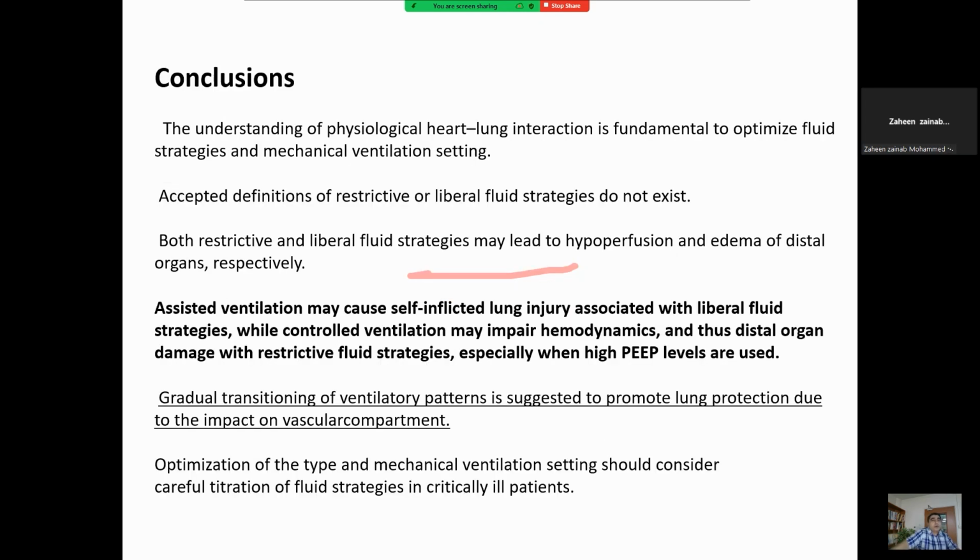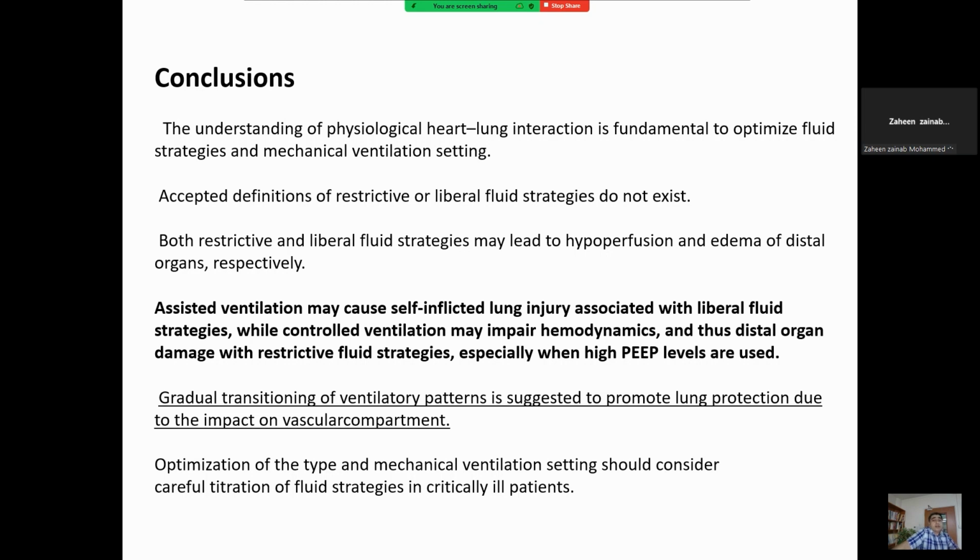So, our conclusion: the understanding of physiological heart-lung interaction is fundamental to optimize the fluid strategies and mechanical ventilation settings. Accepted definitions of restrictive and liberal fluid strategy do not exist. Both restrictive and liberal fluid strategies may lead to hypoperfusion and edema of distal organs, respectively. Assisted ventilation may cause self-inflicted lung injury associated with liberal fluid strategy, while controlled ventilation may impair hemodynamics and thus cause distal organ damage with restrictive fluid strategy, especially when high PEEP levels are used.